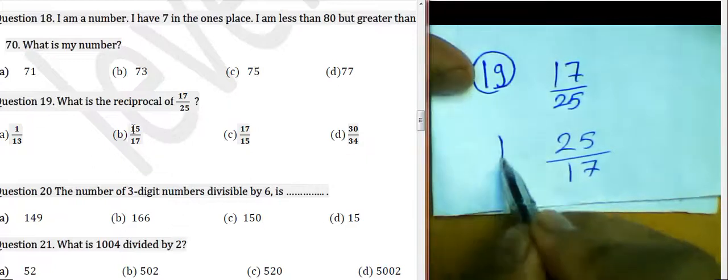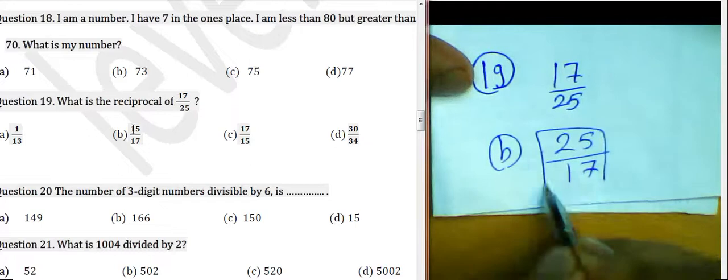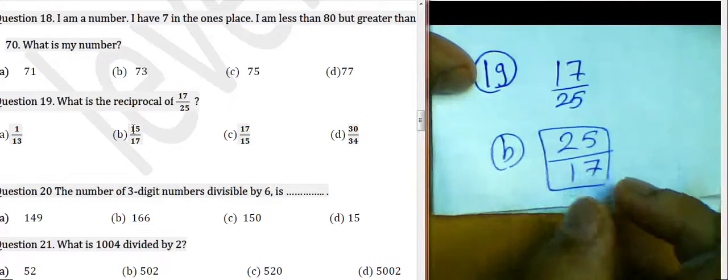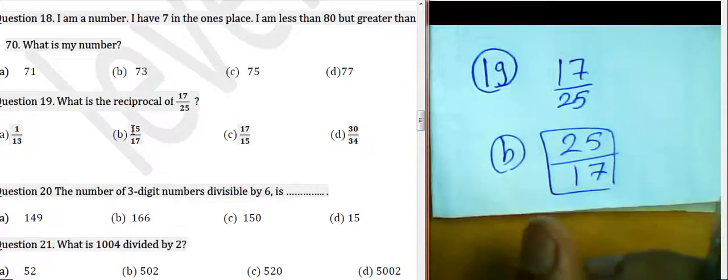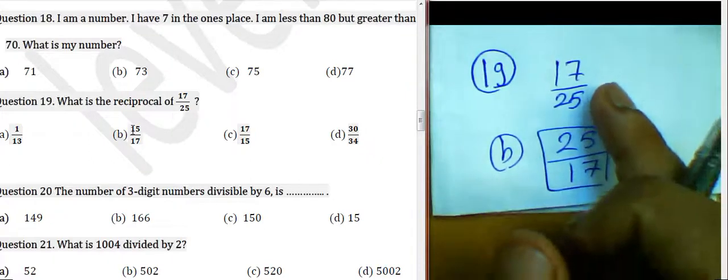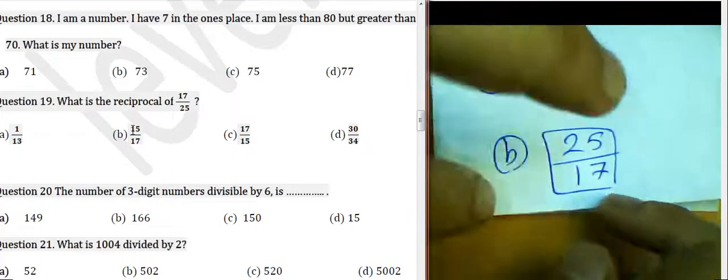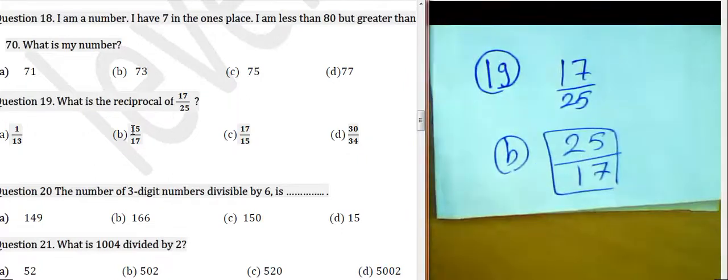But you must convert this digit. He wrote 15 over 17, which is wrong. So we must change this digit from 1 to 2. The reciprocal of 17 over 25 will be 25 over 17. We must write the inverse of this fraction: the numerator goes to the denominator and the denominator to the numerator.